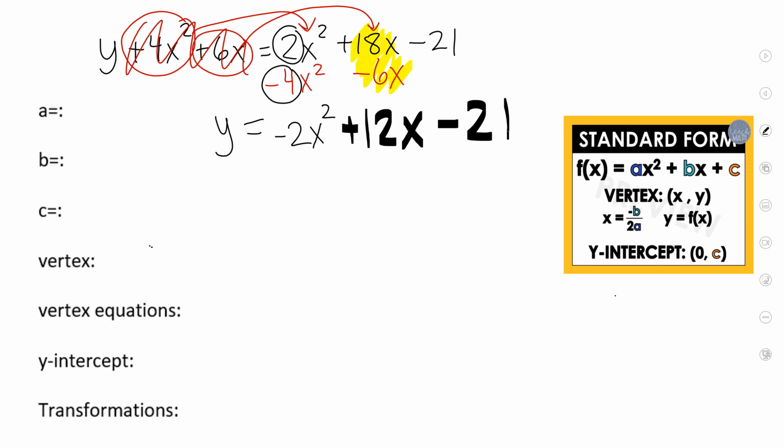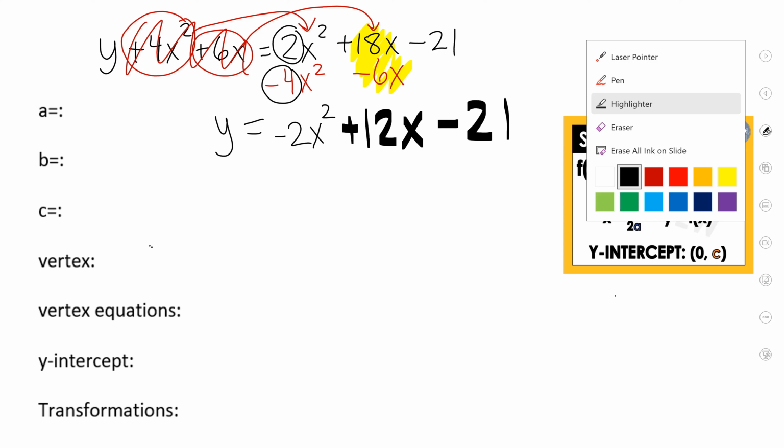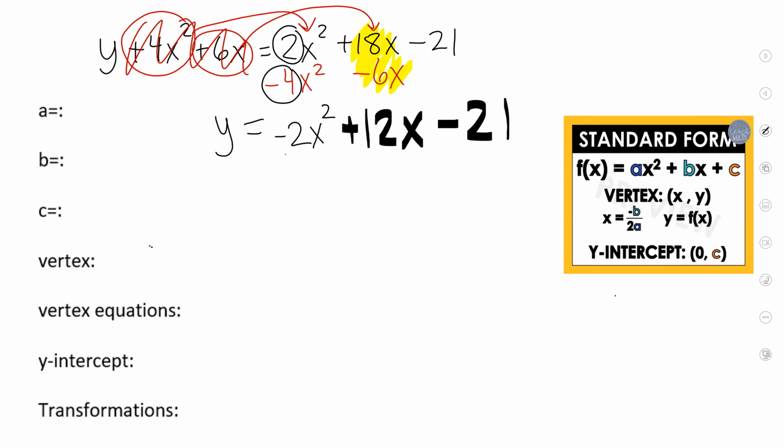So that wasn't too difficult after all, right? Okay. All right, now you just start like usual. What's my a value? Negative 2. So guys, I'm looking right here. My a value is negative 2. So for a, put negative 2. What's my b value? 12. And what's my c value? Negative 21. And we just start the same process.